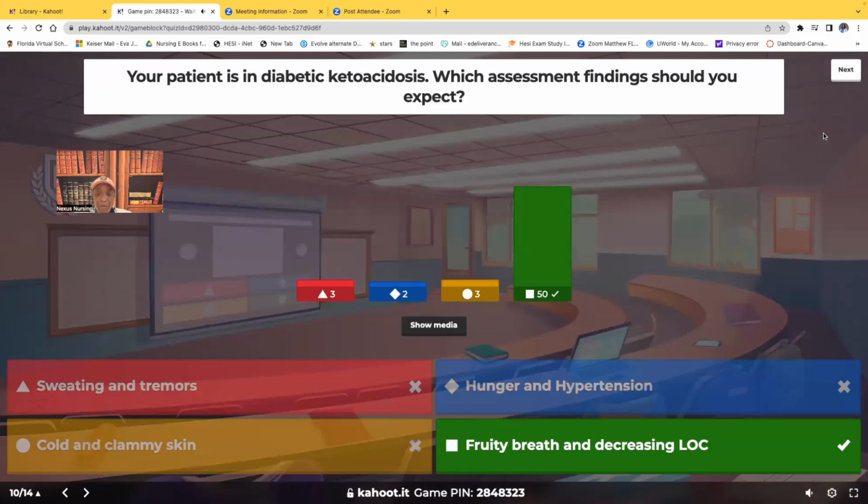That's right. Fruity breath and decreasing level of cognition, where they can become confused. That patient might even go into a coma. All the other choices are signs and symptoms of hyperglycemia. If the patient's hot and dry, their sugar's too high, and if they're cool and clammy, you better give them some candy.